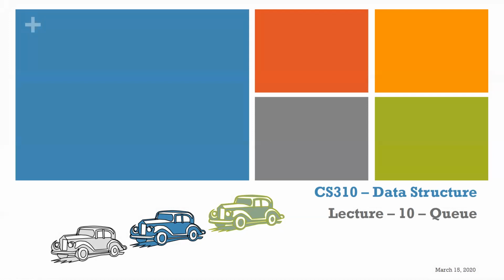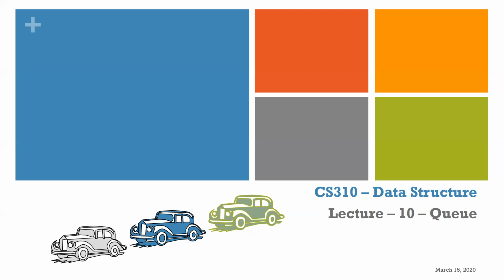Revision and recap for queues. Already we started queues, a different storage structure from the stack, where a queue is first in, first out. We already finished the queue implementation using an array and the queue implementation using a linked list. So we have finished all algorithms for arrays and linked lists.